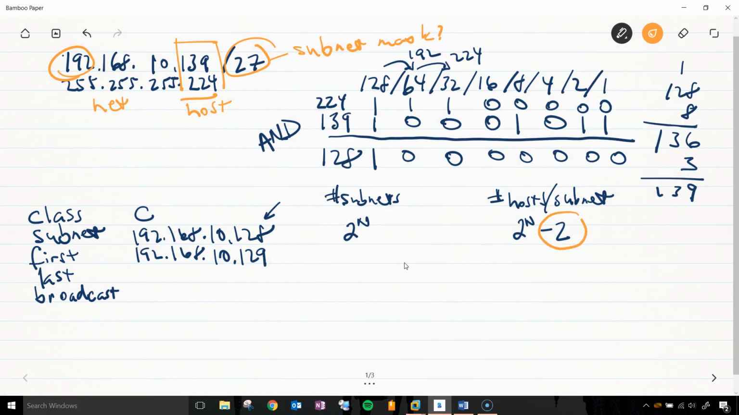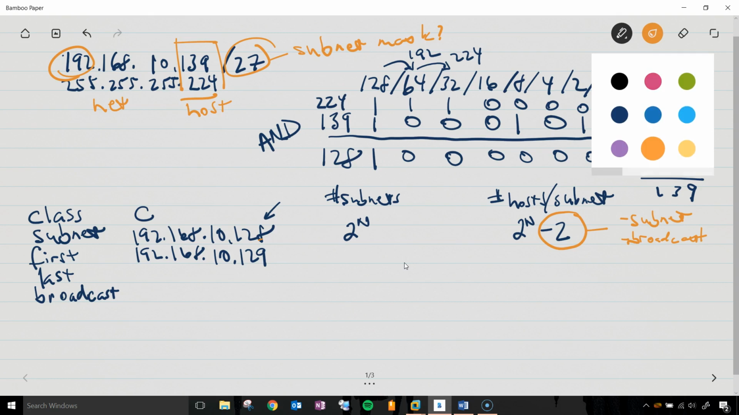here this minus 2, that's minus 1 for the subnet number, because we can't use this on a host. This 128 can't be used on a PC, so that's minus 1 usable host. And the broadcast. The very last IP in the range is a broadcast address. It's all ones. We can't use it on a host either, and hence the minus 2 for the number of hosts per subnet.